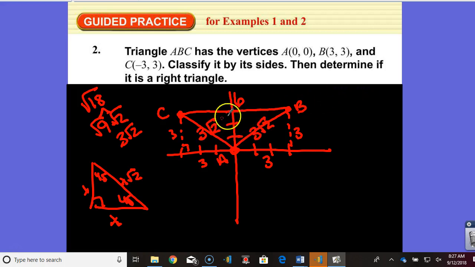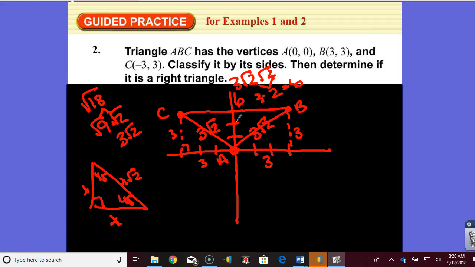This is definitely isosceles, x, x. Is this x rad 2? Is this 3 rad 2 rad 2? Let's look. 3 rad 2 rad 2. Rad 2 times rad 2 is 2, right? Because rad 2 times rad 2 is rad 4. The square root of 4 is 2. And 3 times 2 is 6. This is totally a 45, 45, 90. So I know that this is a right isosceles triangle.